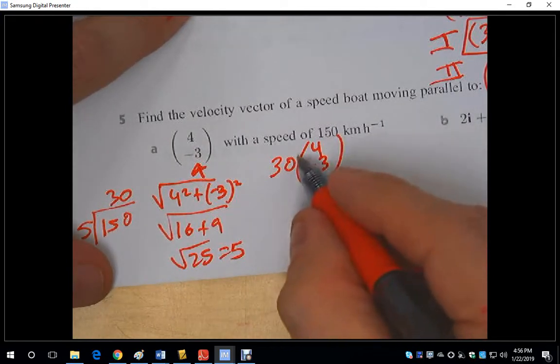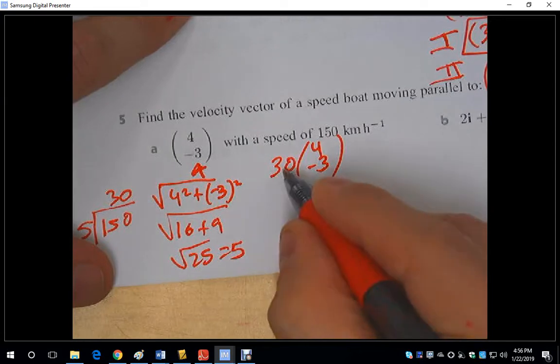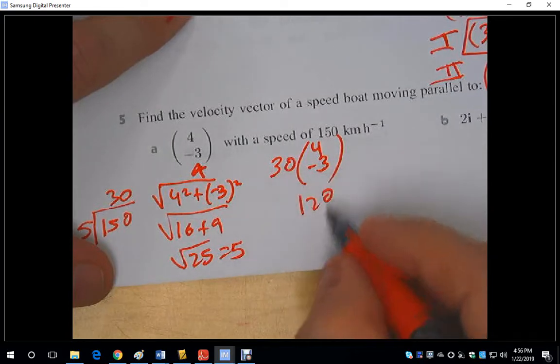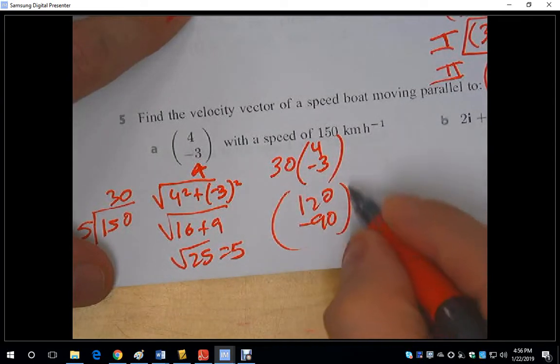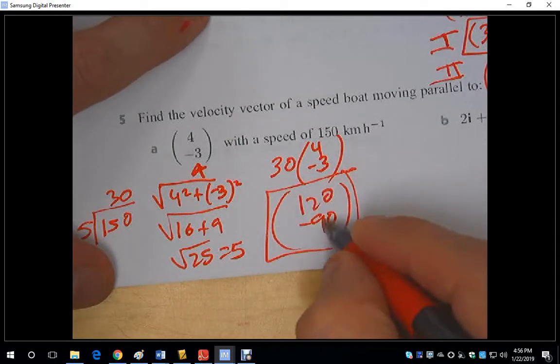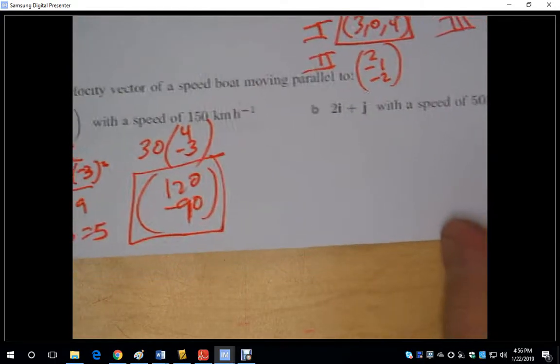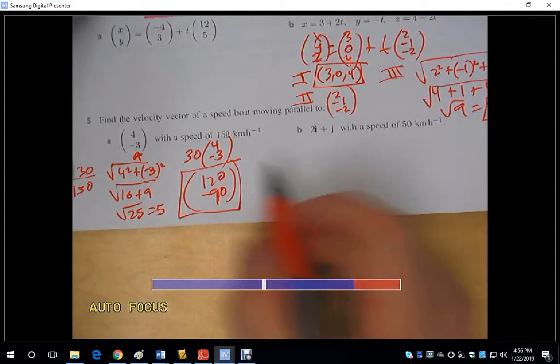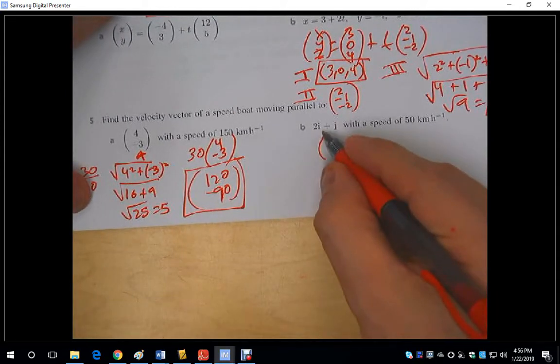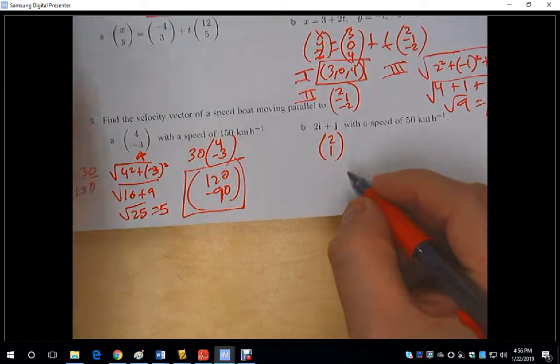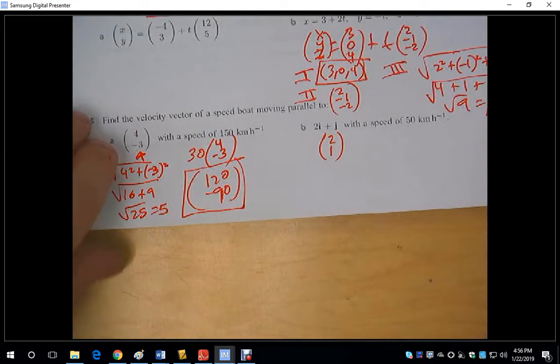So that would give me what? 30 times 4 is 120. 30 times negative 3 is going to give me negative 90. So there you go. You do B the same way. It looks like, though, that my parallel vector or my direction vector is (2, 1). So basically the same concept though.